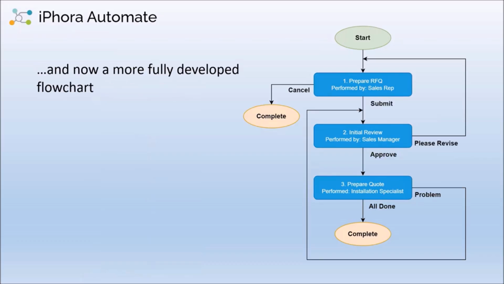Next, we expand this into a more detailed flowchart so that we can fully define all of the options available on each step. Notice that each step has an assigned performer, who is the person assigned to doing that step. The purpose of using a flowchart is to help account for all the different situations that might arise during the processing of the workflow, and that includes providing options for handling errors and mistakes.